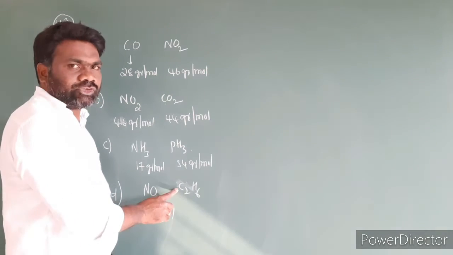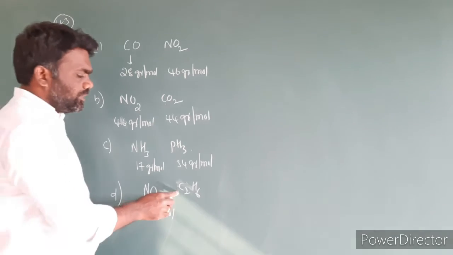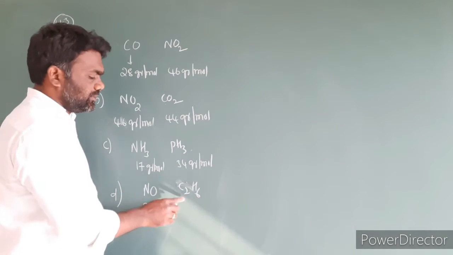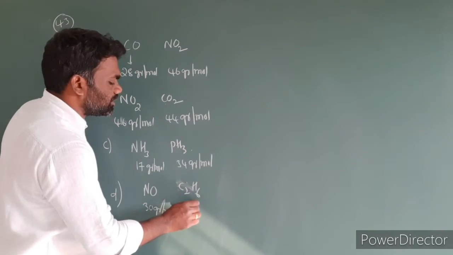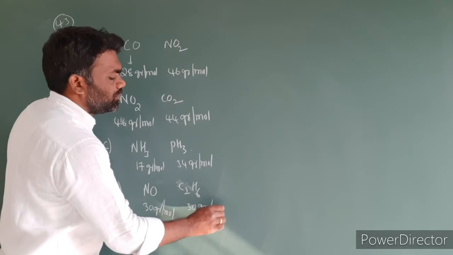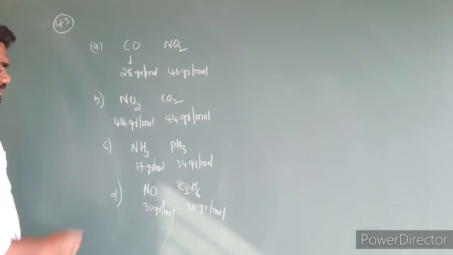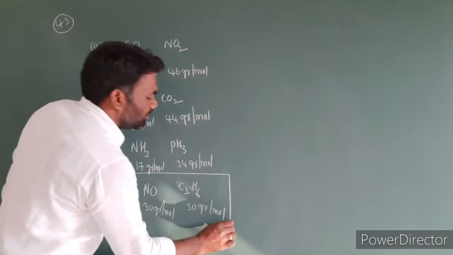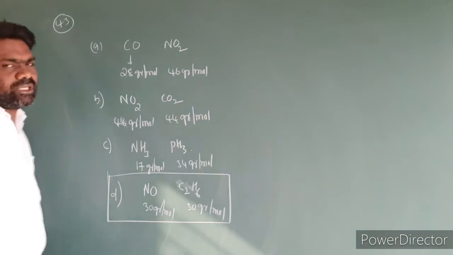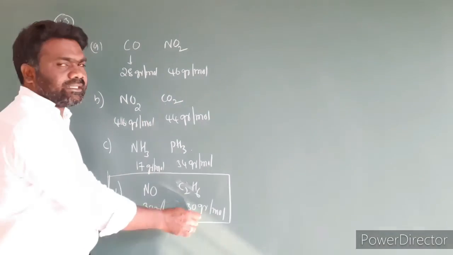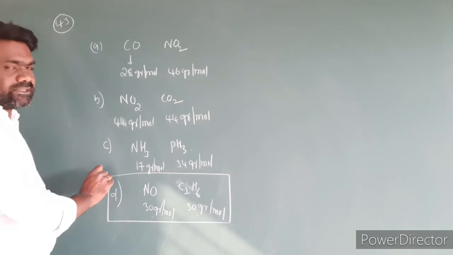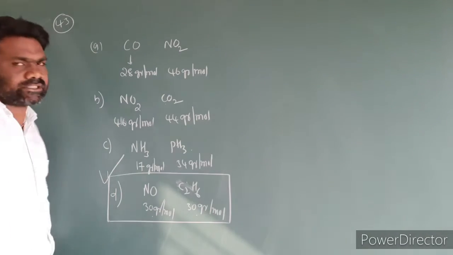Here carbon is 12. 12 into 2 is 24. 24 plus each hydrogen is 1, so 6. So 24 plus 6 is equal to how much? 30 gram per mole. So look at all these options. In the D option, this pair has the same molecular mass, 30 gram per mole and 30 gram per mole. So if the molecular masses are the same, then the rate of diffusion will also be the same.